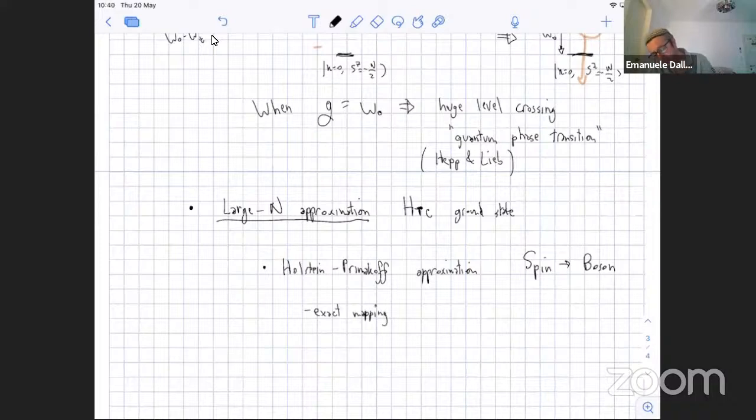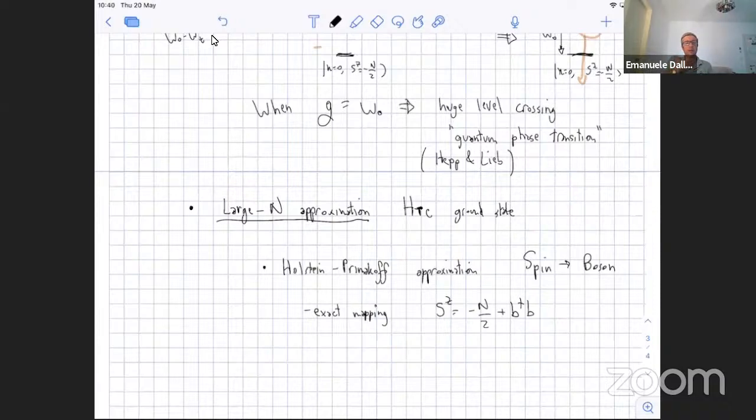The exact mapping does the following. Let's say that sigma z is going to be minus n over 2 plus b dagger b. What does it mean? It means that you now have a boson that counts the level of the spin. No boson means all the spin is down. Whenever I go up in the spin ladder, it's like adding more and more bosons.